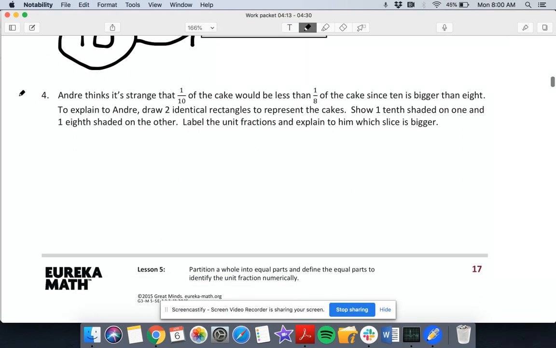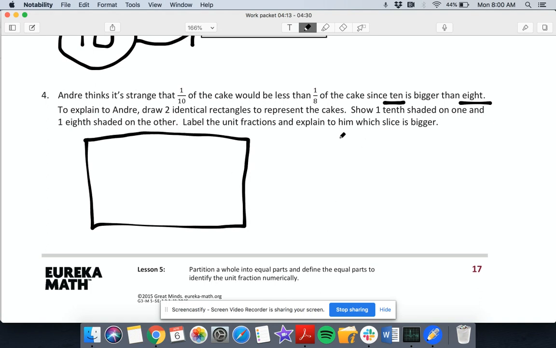And now, question 4. Andre thinks that it's strange that 1/10 of the cake would be less than 1/8 of the cake, since 10 is bigger than 8. To explain, Andre drew 2 identical rectangles to represent the cake. Show 1/10 shaded on one and 1/8 shaded on the other. Label the unit fraction and explain to him which slice is bigger.